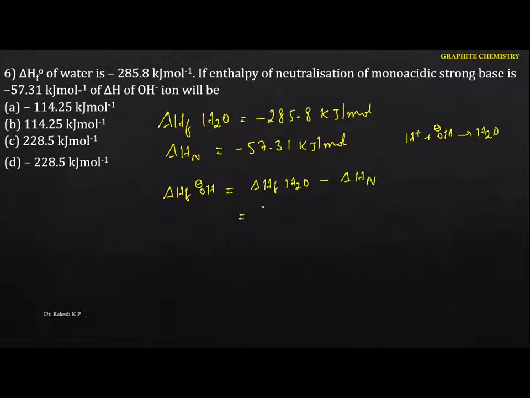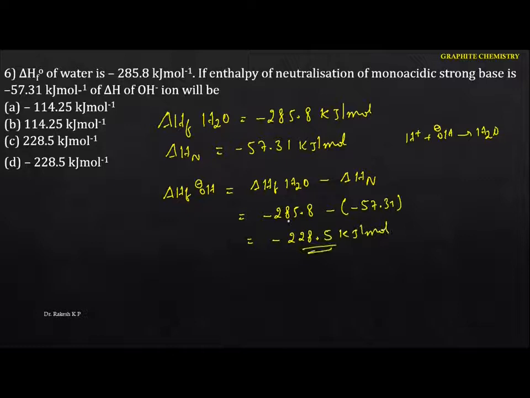The value given is minus 285.8 kilojoules per mole for water, and the enthalpy of neutralization is minus 57.31. Minus into minus becomes plus. Now the value will be minus 228.5 kilojoules per mole.